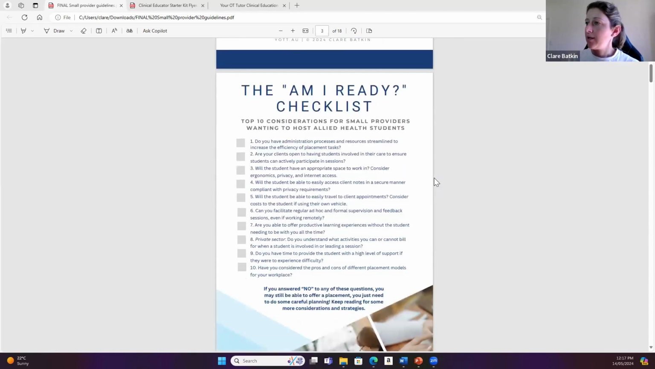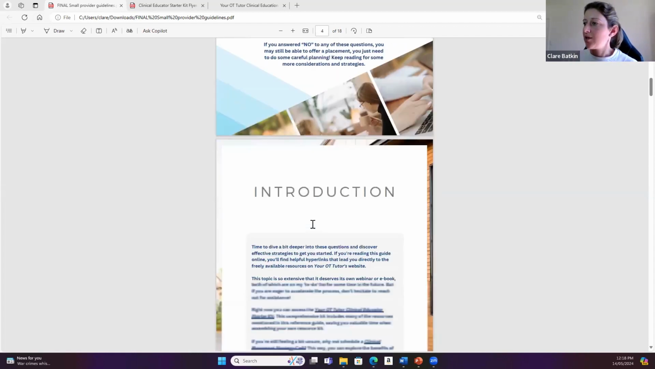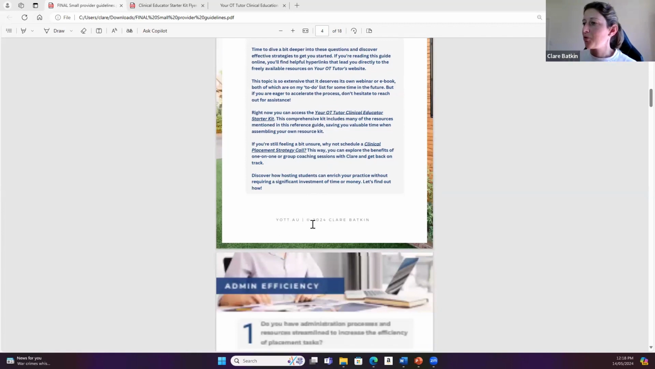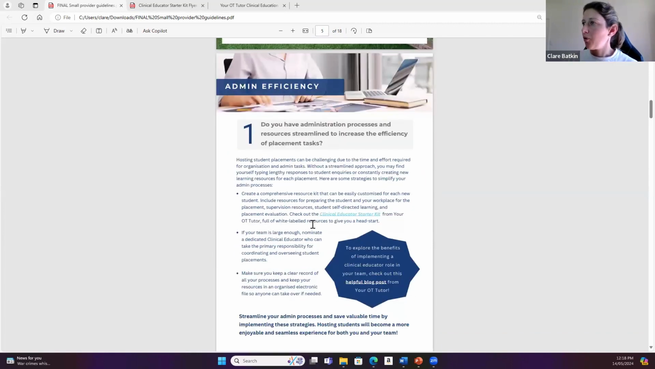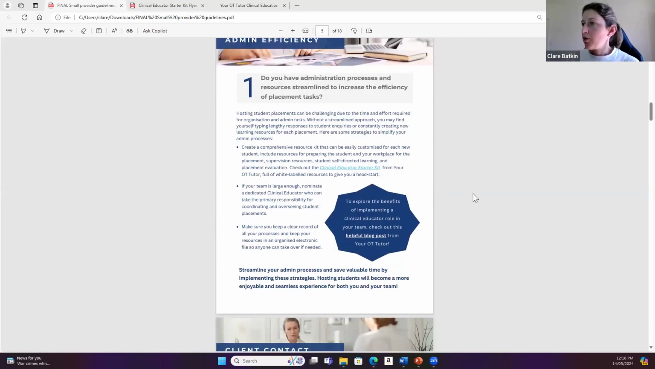So this is the checklist. These are my top 10 considerations, written in particular with small providers, smaller companies, or even sole traders in mind who are looking at hosting student placements. Some of the really big national companies with lots of branches may need to do things a little bit differently. Rather than reading the list, I'm going to take you through it, because on the next pages is a little bit more about me and this resource. This is where we'll go through one by one what those questions were.